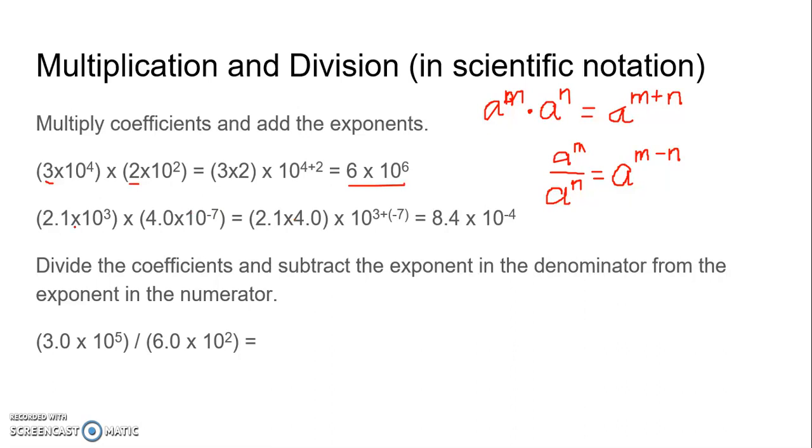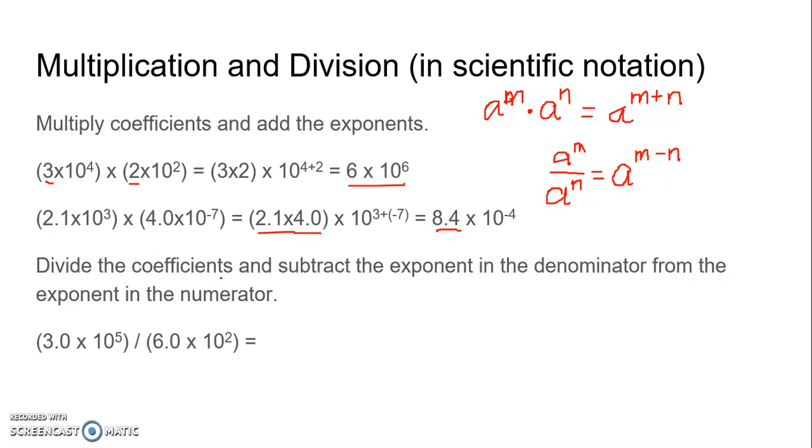Now the same thing again. You have 2.1 times 10 to the 3rd power multiplied by 4.0 times 10 to the negative 7th. So you multiply the coefficients together and then you add the exponents. That means you multiply by 10 raised to the power of 3 plus negative 7. So you would have 8.4 times 10 to the negative 4.